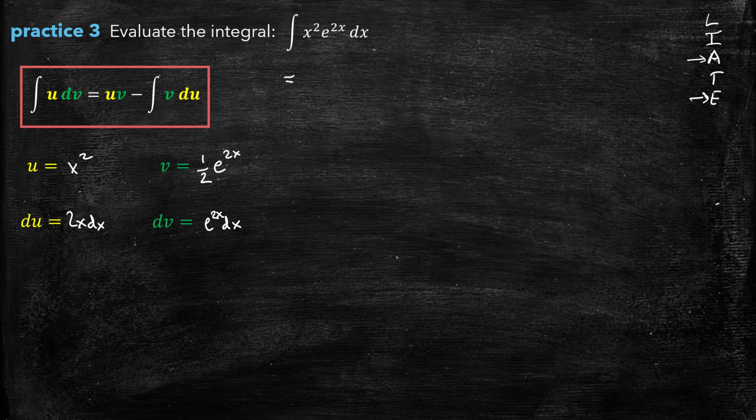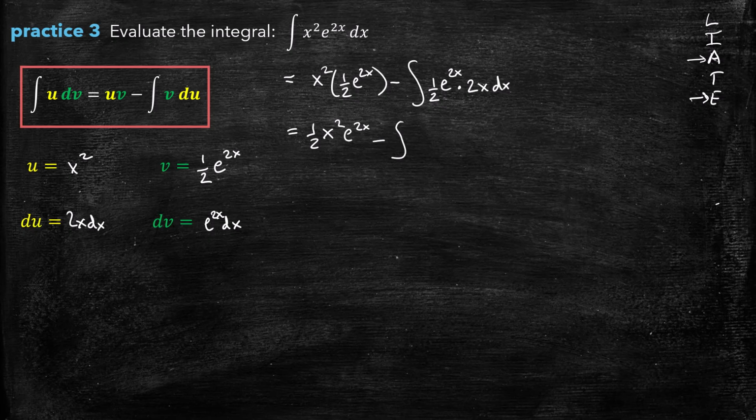So diving right in, u times v, so this times a half e to the 2x, minus the integral of v du. So 1/2 e to the 2x times 2x dx. So let's tidy that up a little bit. So half x squared e to the 2x minus, well, as you can see, the 2's cancel. This integral has simplified, right? From x squared e to the 2x to now x e to the 2x, but you see it's not simple enough to do without using integration by parts again.